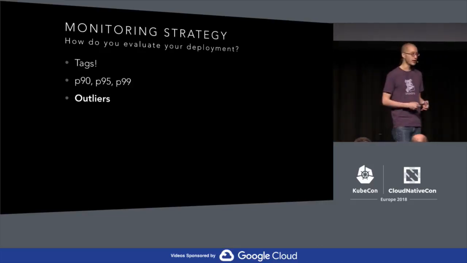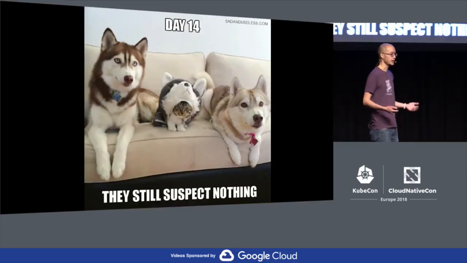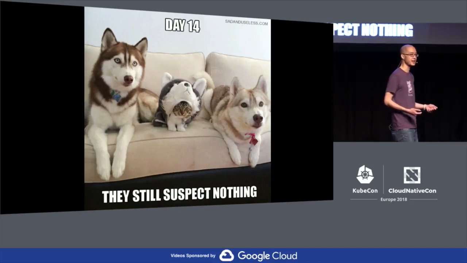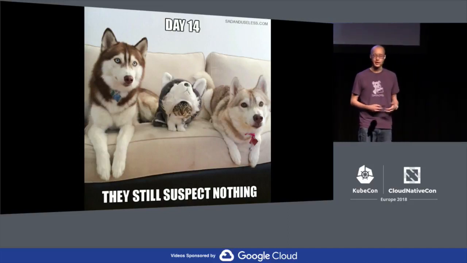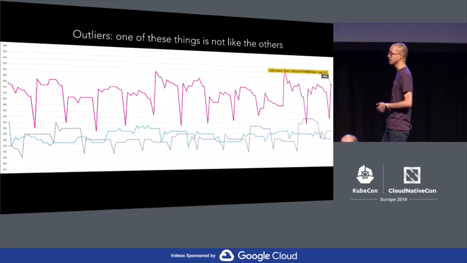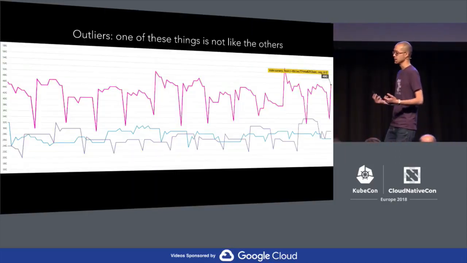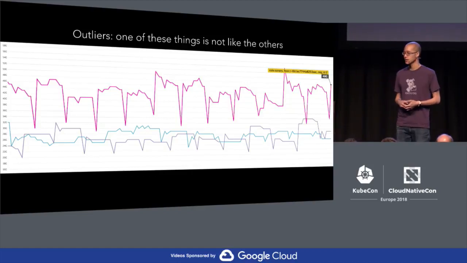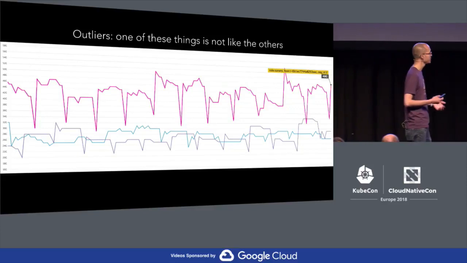Start thinking about outliers. Outliers, I like to say, is one of these things is not like the other. It's pretty understandable, right? If we're thinking of Canary deploys, what does my Canary deploy look like versus my production? Really simple. So if your monitoring tool has outlier detection, make use of that.